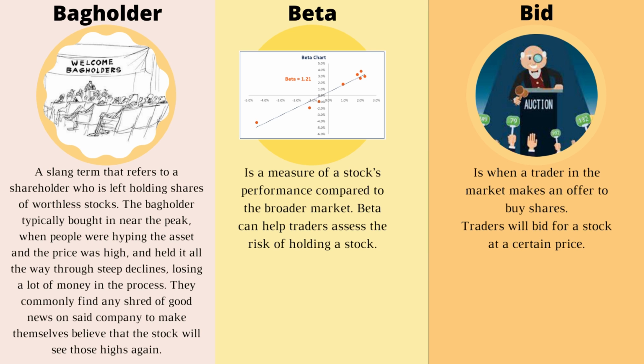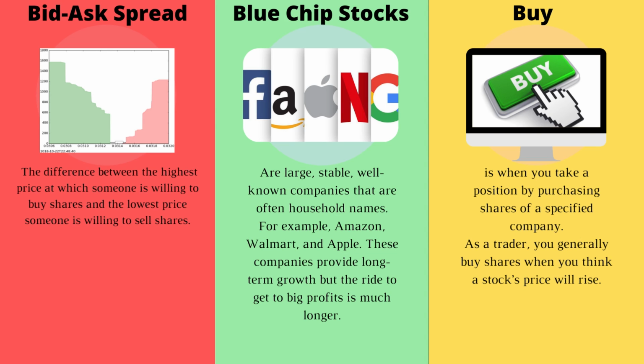A bid is when a trader in the market makes an offer to buy shares. Traders will bid for a stock at a certain price. The bid-ask spread is the difference between the highest price at which someone is willing to buy shares and the lowest price someone is willing to sell shares.